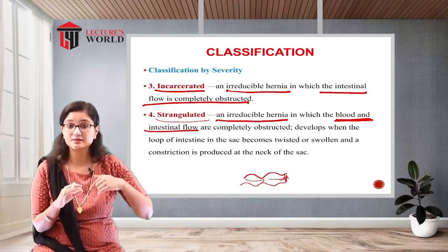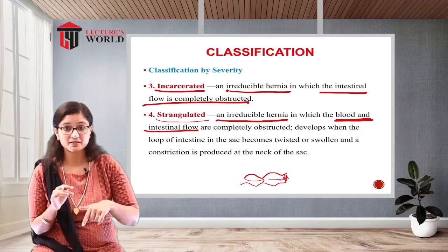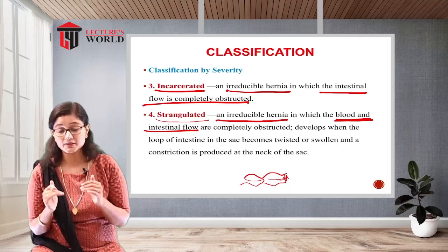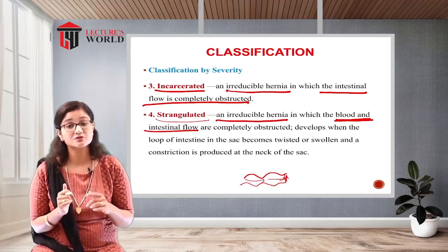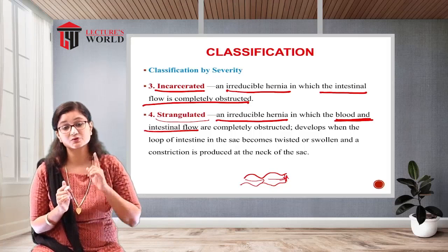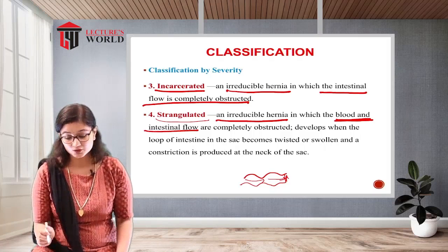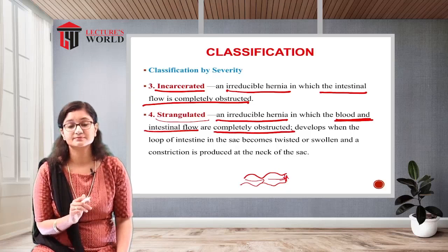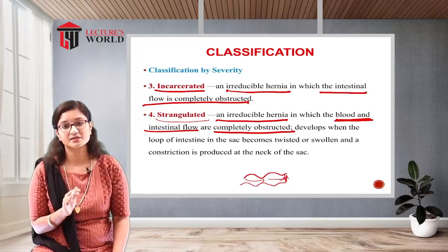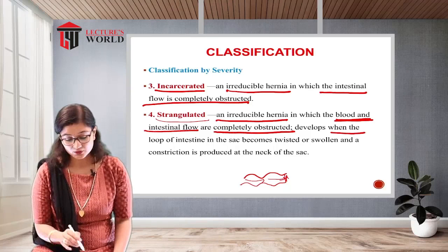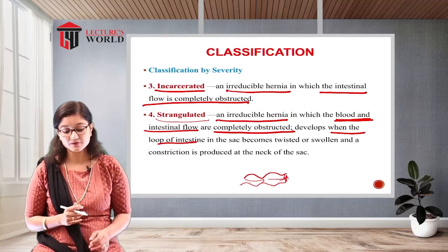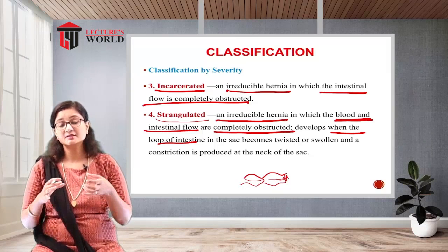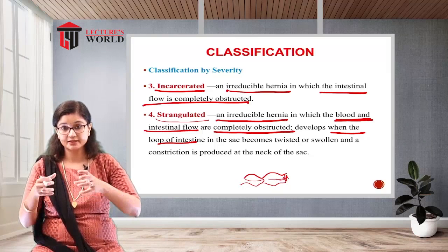In the third one, incarcerated, there was only the problem in the intestinal flow, but here the obstruction is not only to the intestinal flow, it is also to the blood. So the blood and the intestinal flow are completely obstructed. It develops when the loop of the intestine in the sac becomes completely obstructed. The loop means the intestinal lumen.